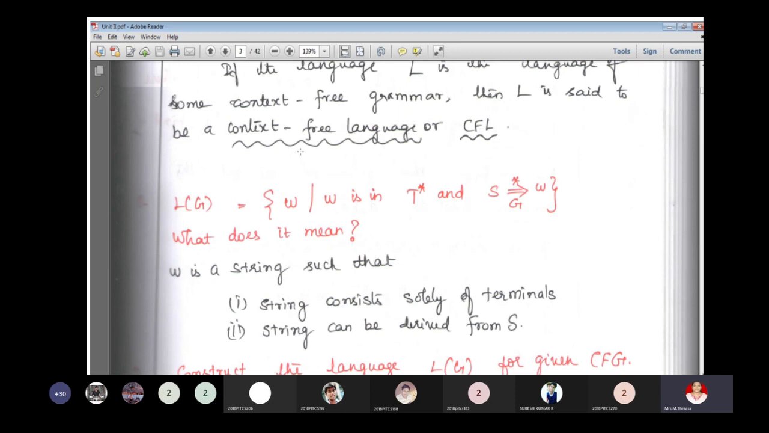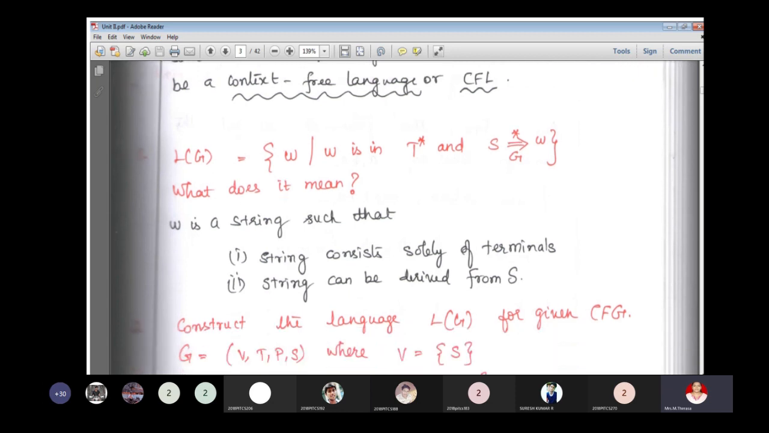So L(G) is equal to the set of W such that W is in T star and S derives W. What does it mean? So W is a string that consists solely of terminals. Most important. W is in T star and the string can be derived from S. So both conditions should be satisfied. You have an "and" here, isn't it? So always W should contain only terminal symbols and it should be derived from the start symbol.